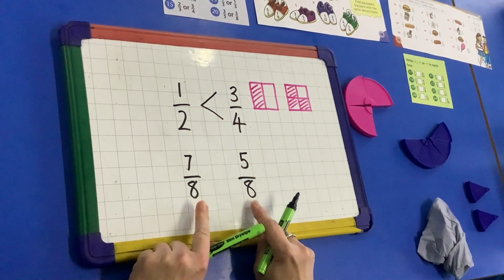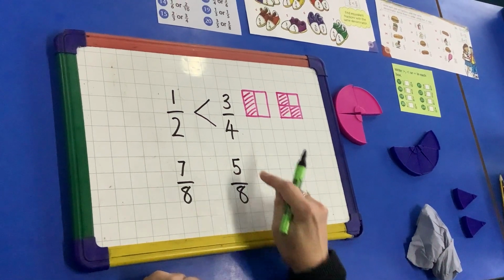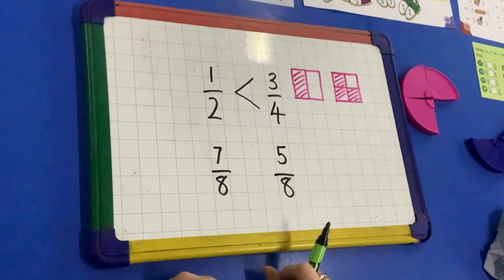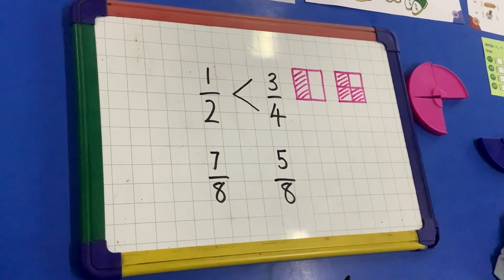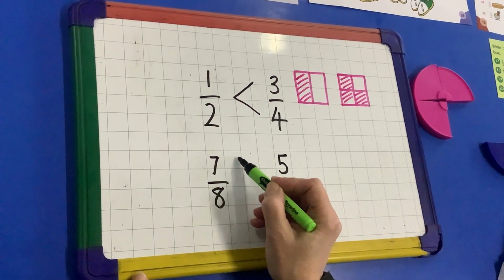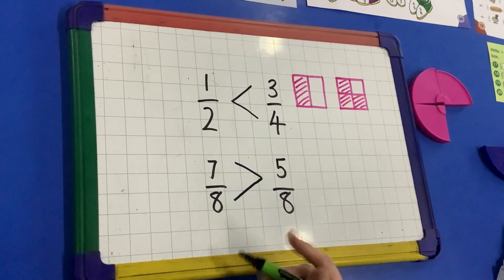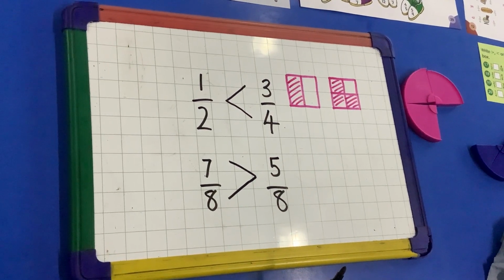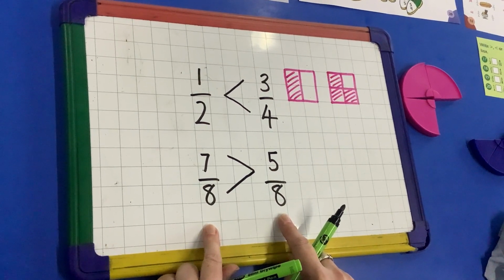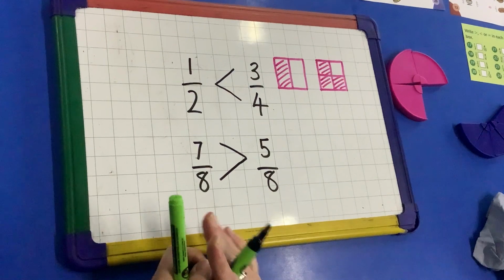Here we've got the denominators are the same, so this one again is quite simple. I've got 7/8 and I've got 5/8. Well, obviously 7/8 will be a larger fraction of something than 5/8 of something. So again, my crocodile's mouth is going to go this way because 7/8 is greater than 5/8. So that one again was quite easy, not because I could visualise it that easily, but just because my denominators are the same, so they're quite easy to compare.